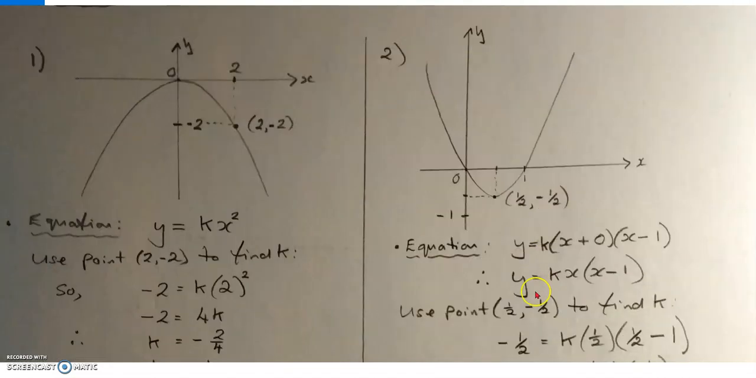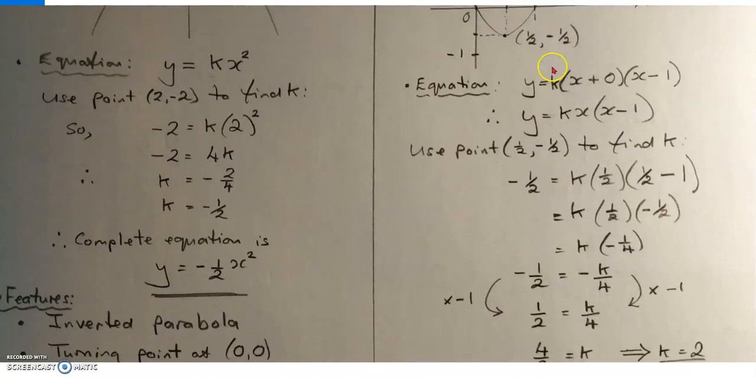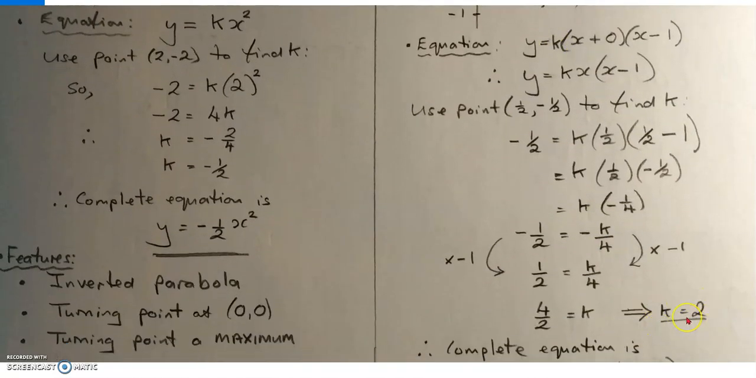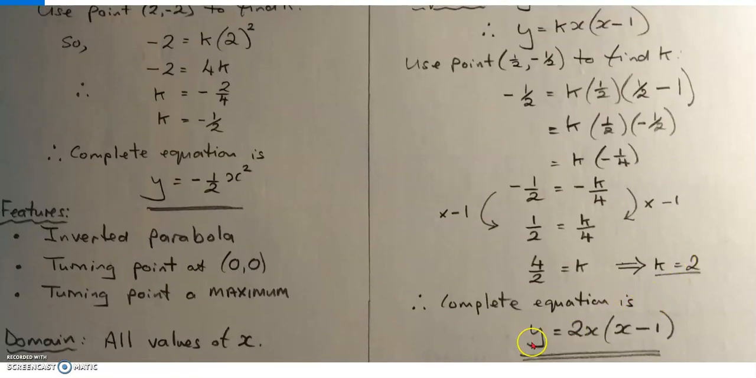which is what I expected, because don't forget what I said at the start, that this is a positive parabola. So it's no wonder that k comes out with a positive value. There it is, k equals positive 2. So your final equation, or your complete equation, is y equals 2x, brackets x minus 1.